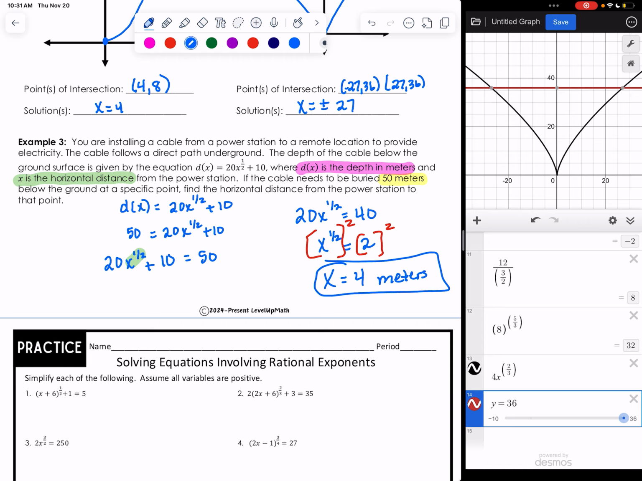And that concludes today's lesson, solving equations with rational exponents.